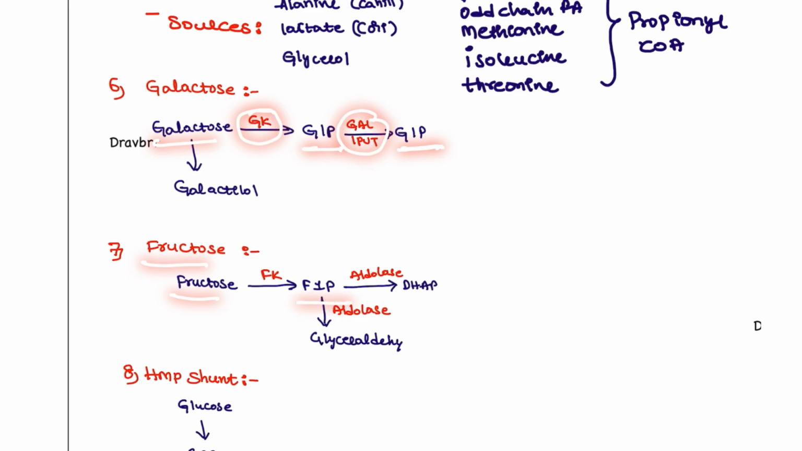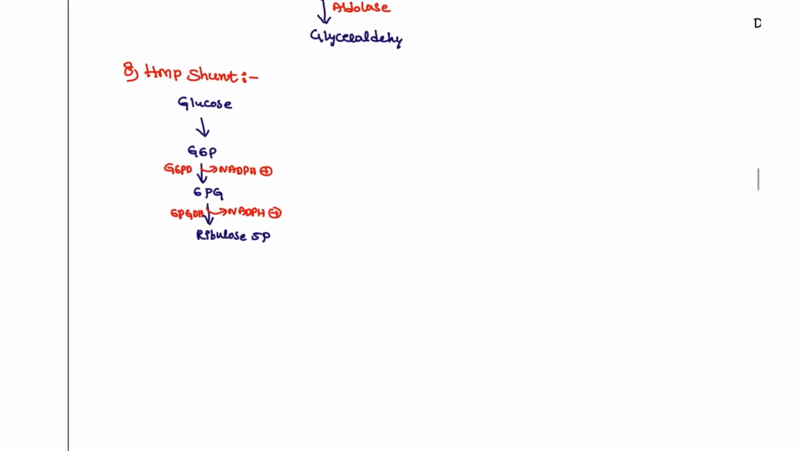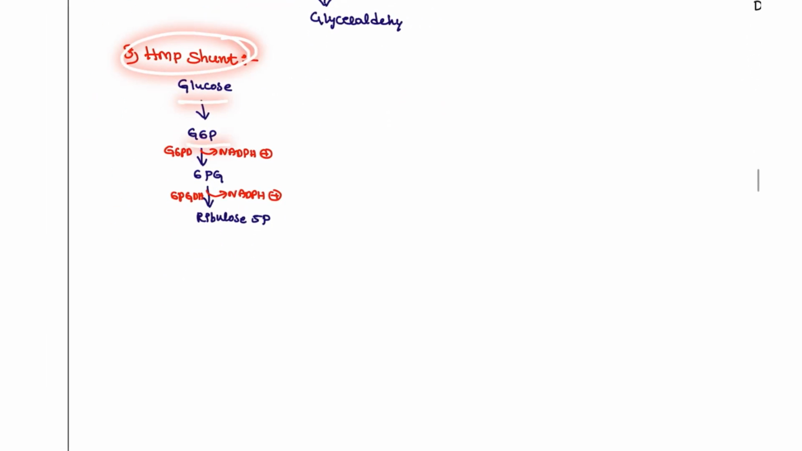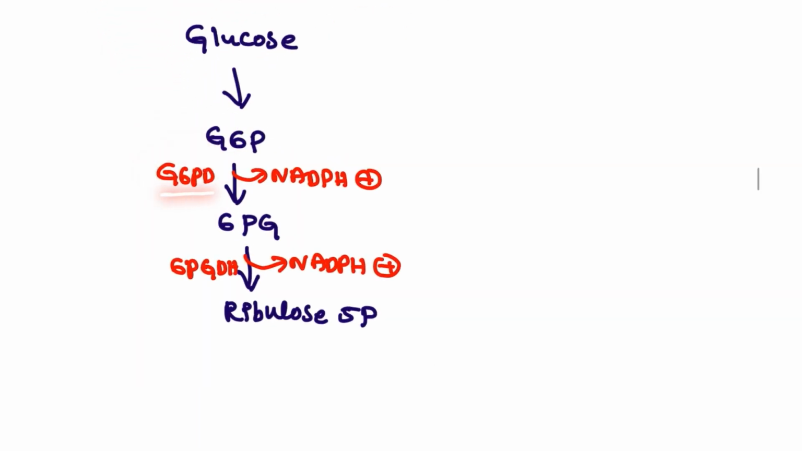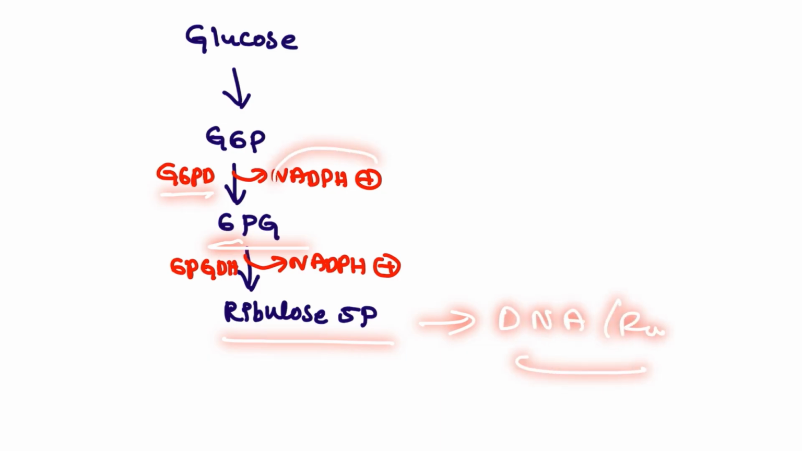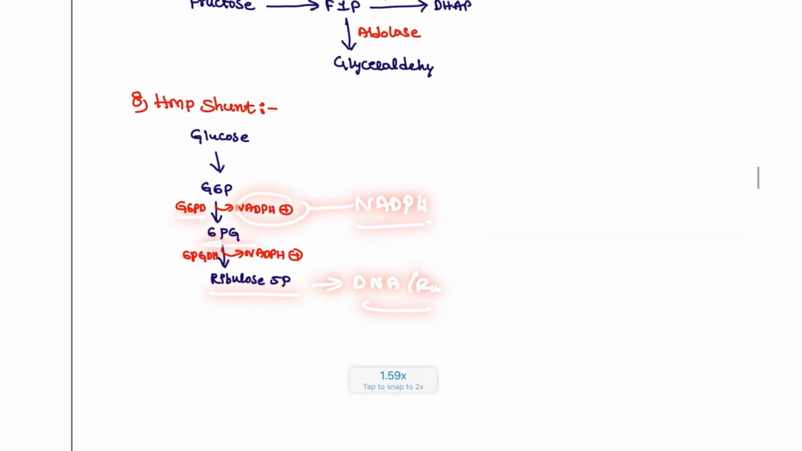Next, fructose is similar. Fructose will be converted into fructose 1-phosphate with the help of fructokinase, and with the help of aldolase, it is converted into aldehyde substances. Next, the HMP shunt. Glucose will be converted into glucose 6-phosphate, which is then converted with the help of glucose 6-phosphate dehydrogenase into phosphogluconate and ribulose 5-phosphate, which is helpful for DNA and RNA synthesis. The end product produced by this is NADPH, which is helpful for catalase and reductase cycles, and for our oxidation processes.